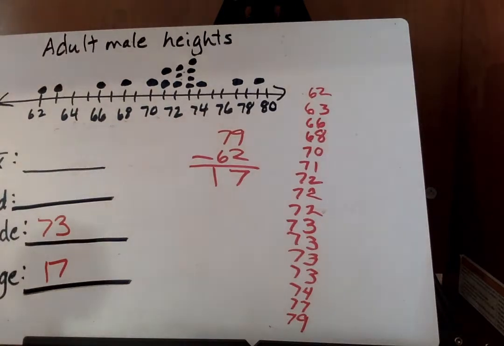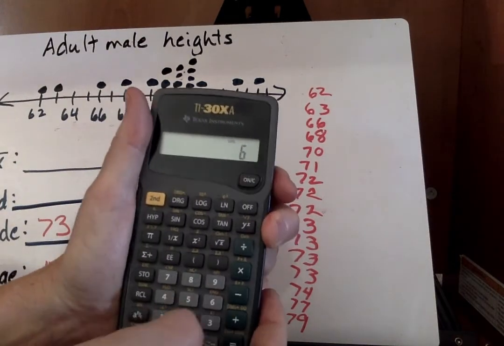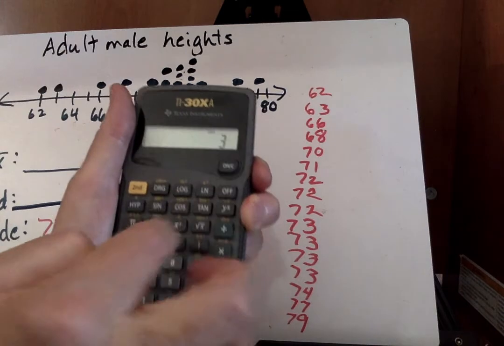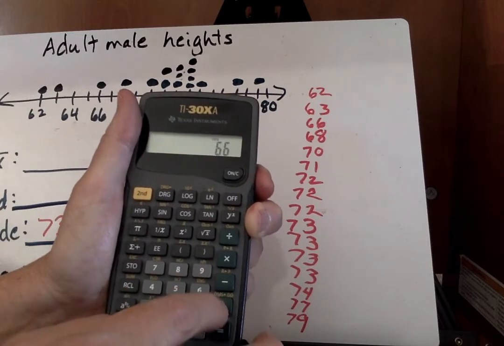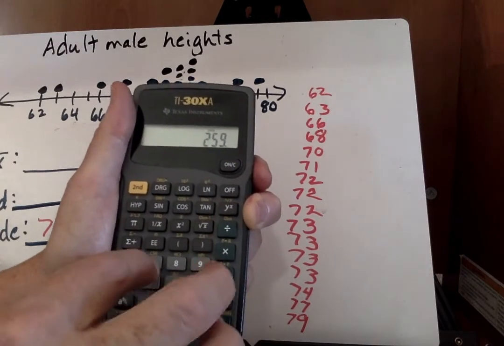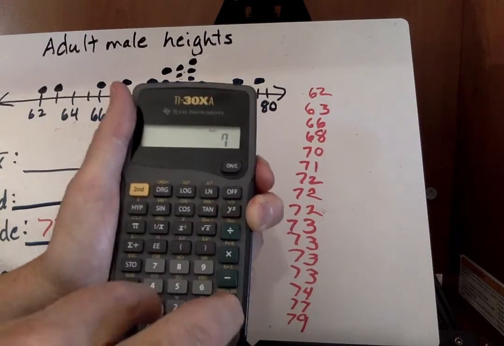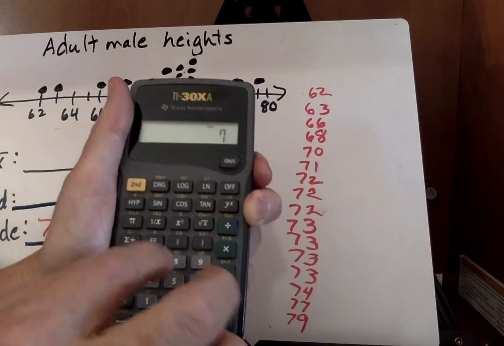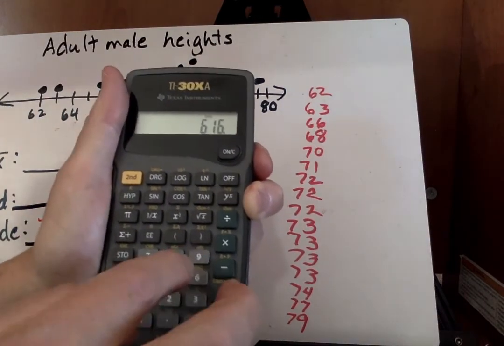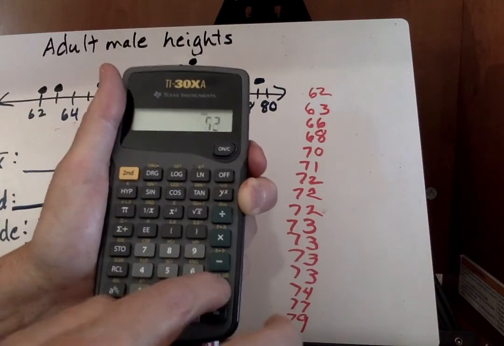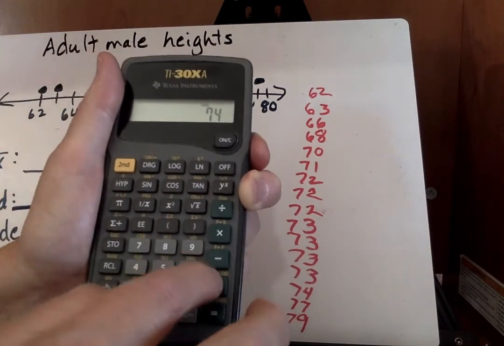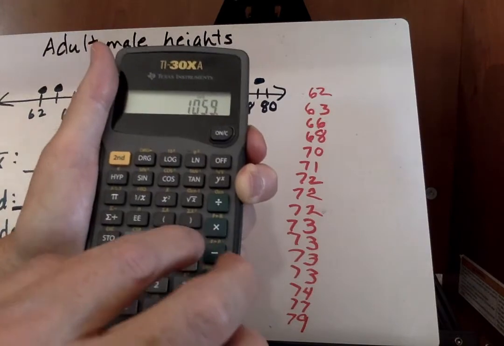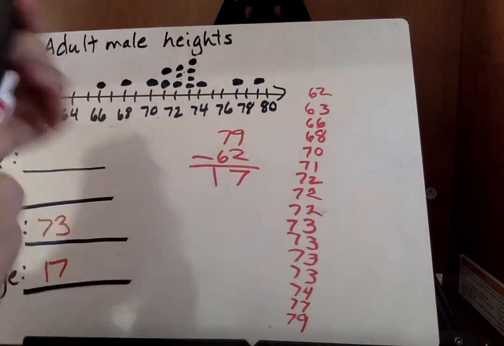Okay, so I can take my handy dandy calculator and add them all up. 62 plus, oh, whoops, backspace. 63 plus 66 plus 68 plus 70 plus 71 plus 72, 3 72s, and then we have 4 73s, and then we have a 74 and 77 and 79. 1138, and I like to write that down.